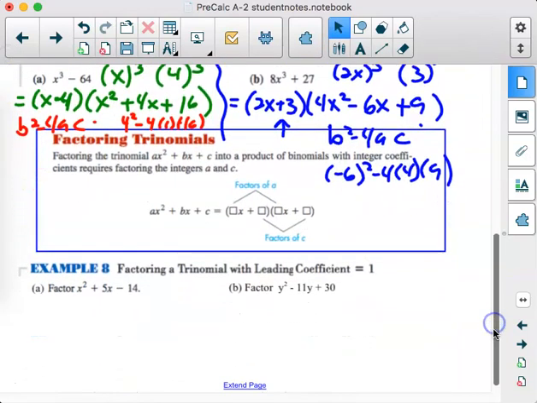Then, factoring trinomials. We have checked for a greatest common monomial factor. We checked for special patterns, and they're not there. And we still have to figure out, how do we factor this? Well, it says factoring the trinomial ax squared plus bx plus c into the product of binomials with integer coefficients requires factoring the integers a and c. So what we do is we find all the nice integers that would multiply to give us a, and all the nice integers that would multiply to give us c. And then, because we know outside times outside has to be added to inside times inside, we check to see, do we know of any that would add to b in the middle?